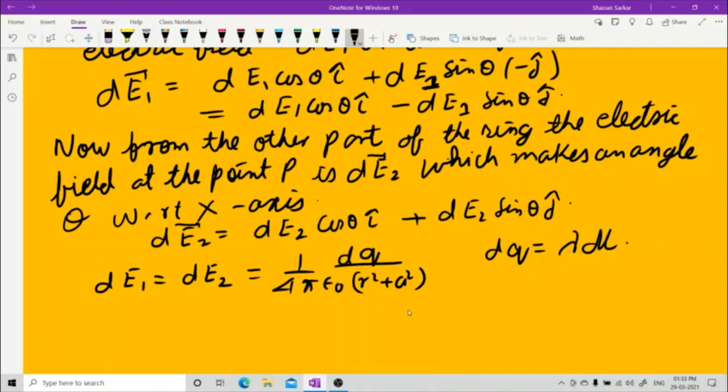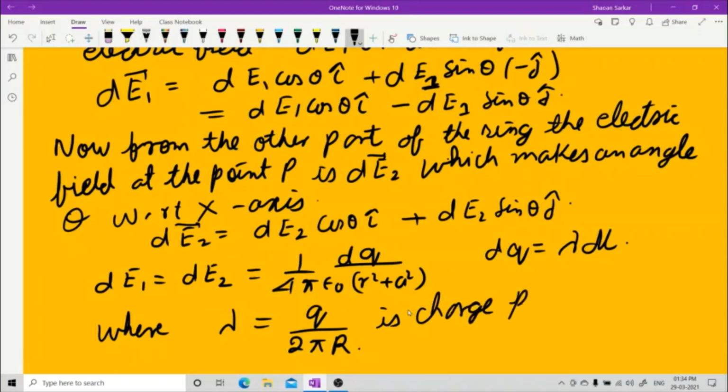Now you can see one thing: lambda is charge per unit length. What is the length of the ring? The length of the ring is 2 pi r, the circumference. You must describe whatever symbols you are using. This is the charge per unit length, lambda. Now in magnitude they are the same.